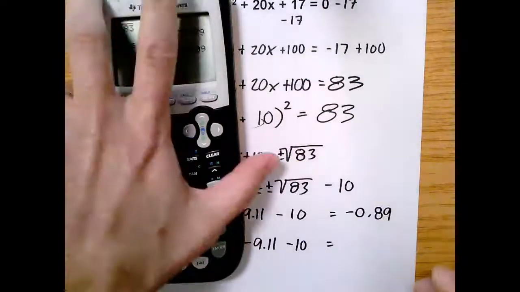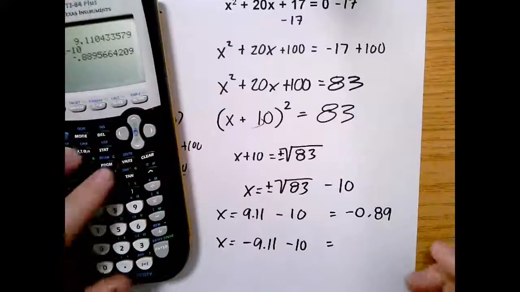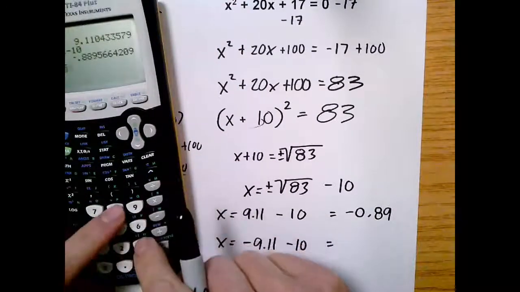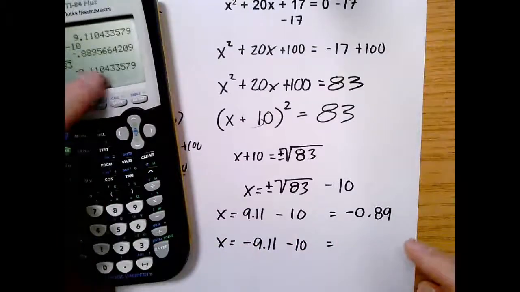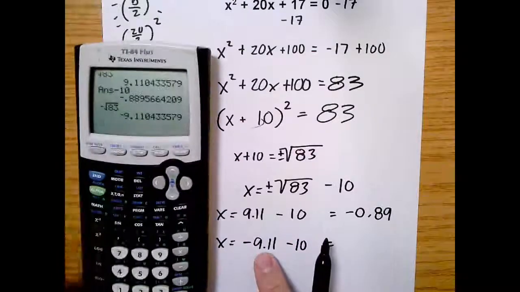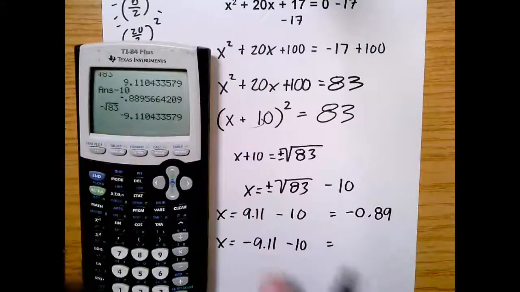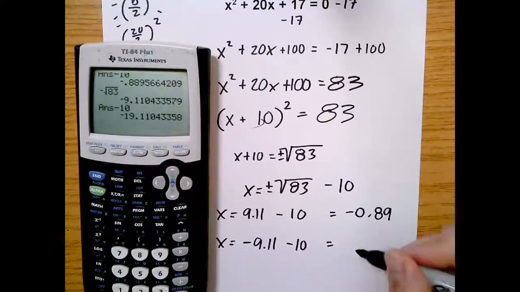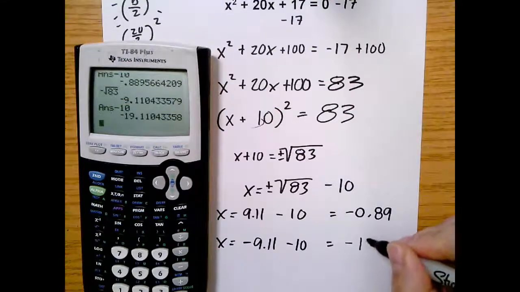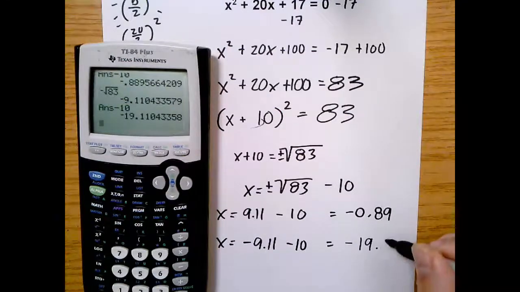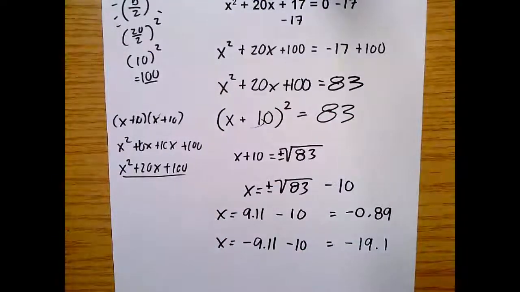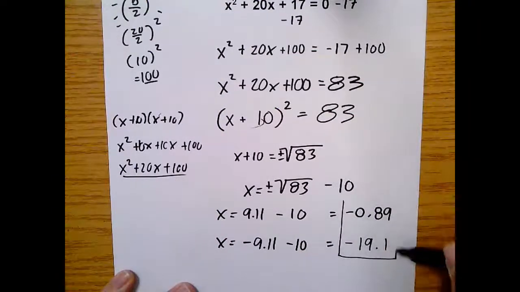Okay, and then using the same idea, if I do a negative root 83, I'll just get my answer. See how now it's a negative? That's my negative. Oh, you guys see that? Sorry. Here's my negative 9.11, and I'll just subtract 10. And there we have negative 19.1. And those are my two x-intercepts right here.